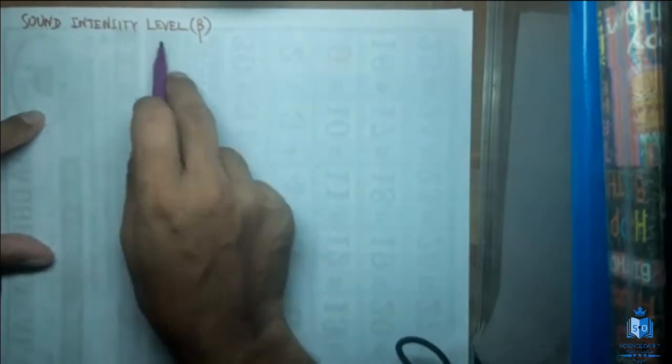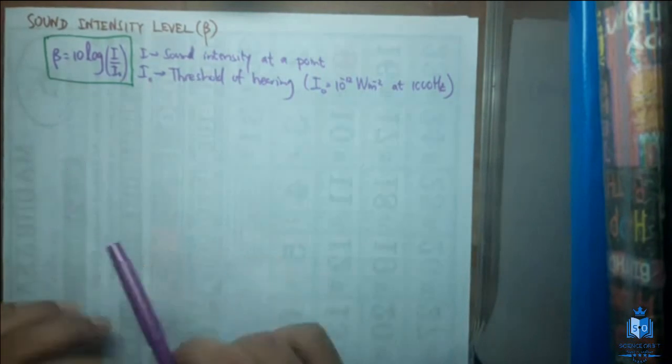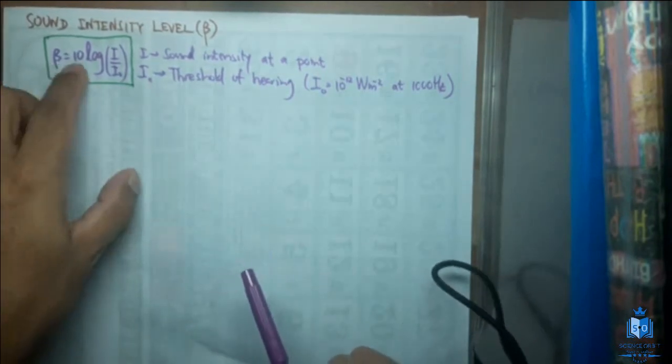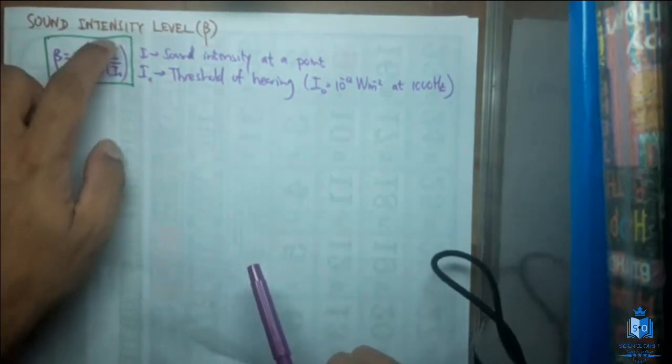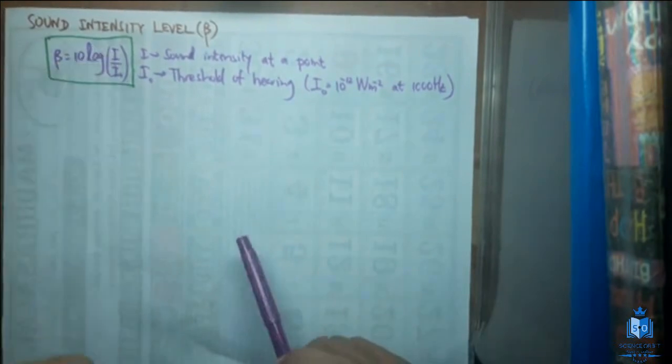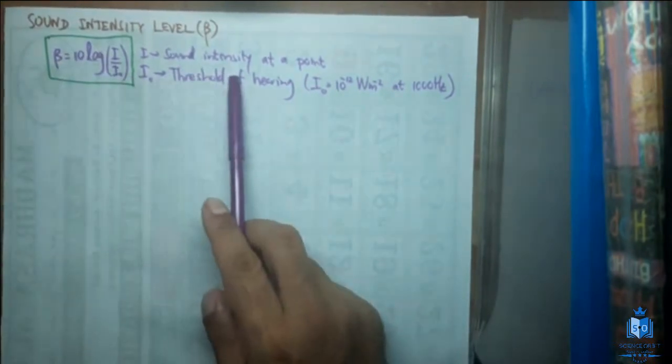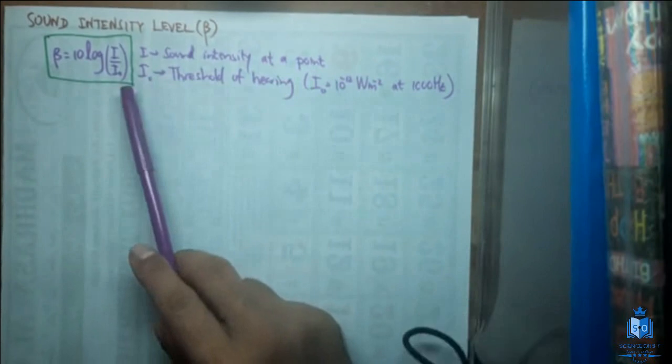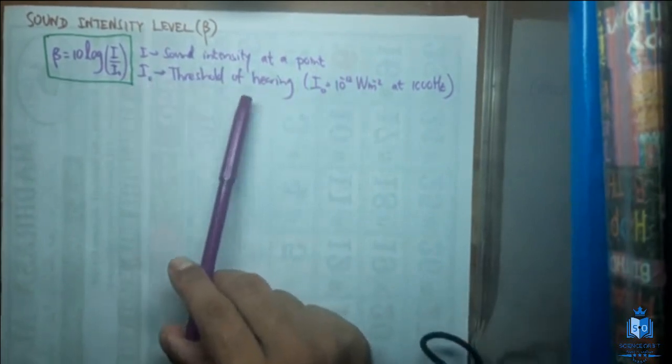Careful, sound intensity level. The definition for that is this equation: beta equals 10 log of the whole fraction I over I naught. I is the sound intensity at a certain point of consideration. I naught is called the threshold of hearing.